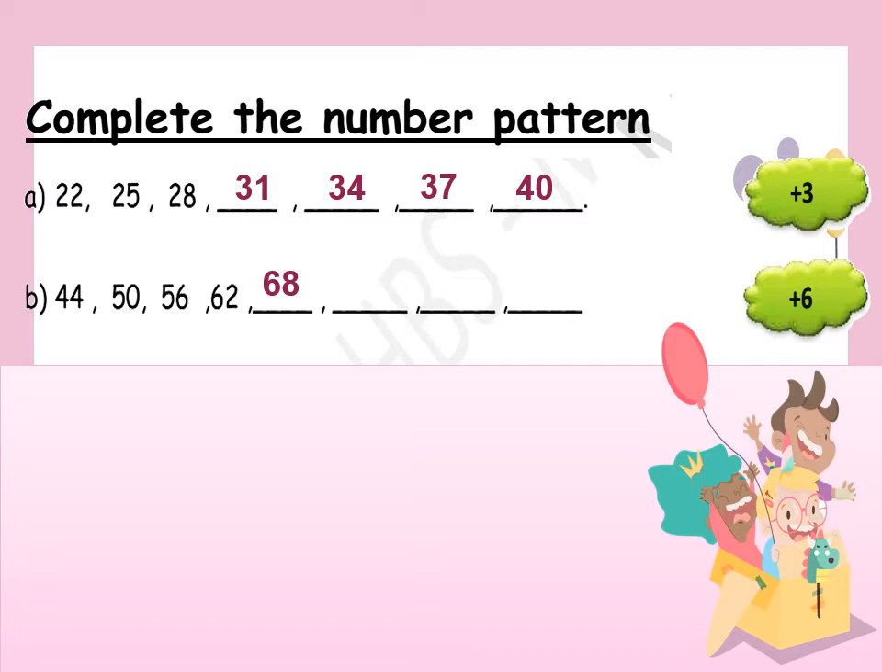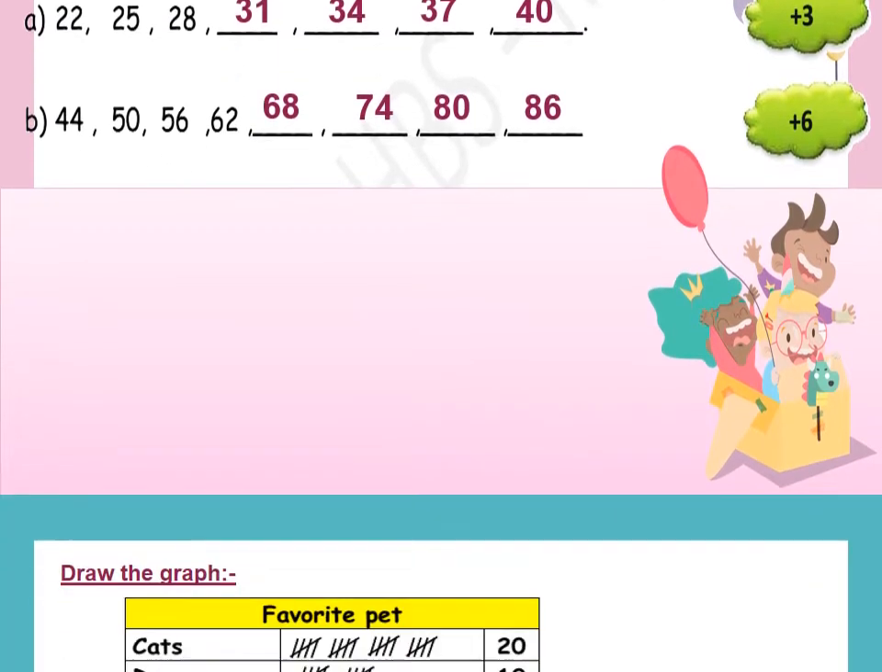68 plus 6 equals 74. Then 80. Then 86. So here each time we add 6, and this is the pattern.